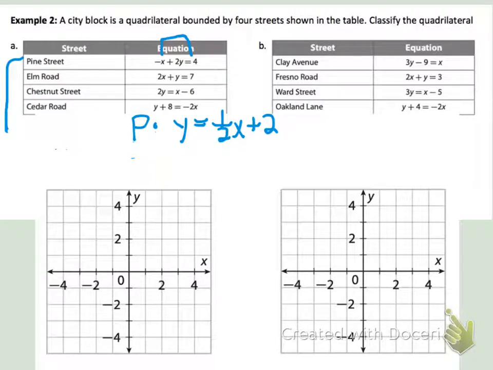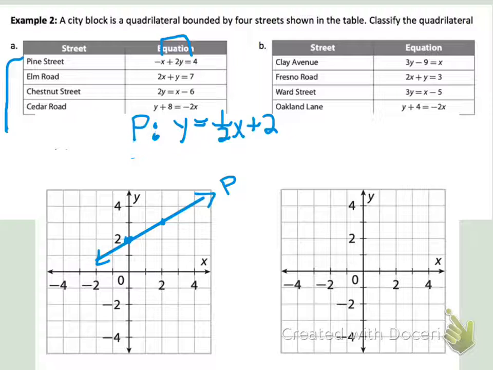And graphing, when it's in slope-intercept form, remember all we have to do is plot the y-intercept, so that's 2. And then we just rise and run according to the slope. The slope is 1/2, so we're going to rise 1 and run 2. And that puts us right here. And if I connect those with a line, it's going to look like this. So that's my first line, and that's line P.